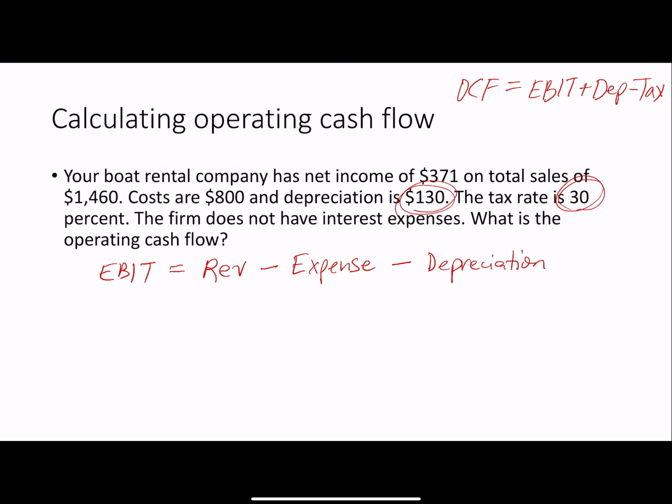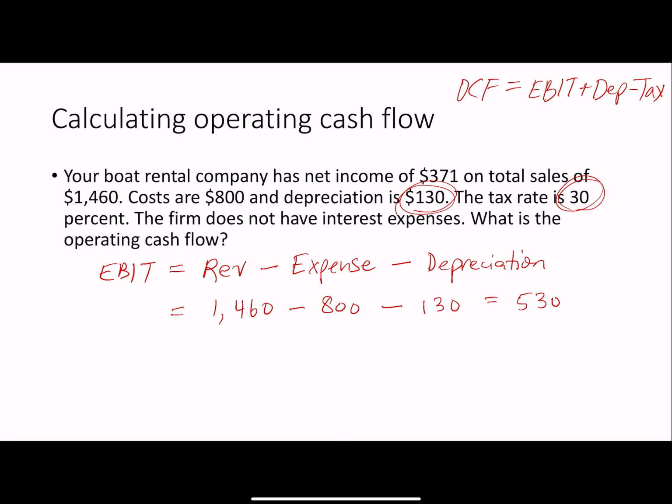Right, that's the general form of EBIT. You may have more details with respect to the expenses, but we're going to keep it simple here and just say EBIT represents revenues minus operating expenses minus depreciation. We're given that information in the problem. So revenues are $1,460. Expenses or costs are $800. And depreciation is $130, which gives us an EBIT of $530.